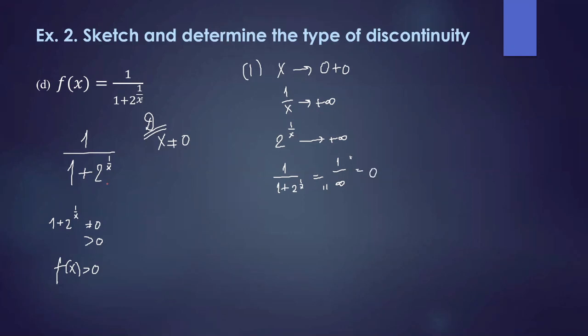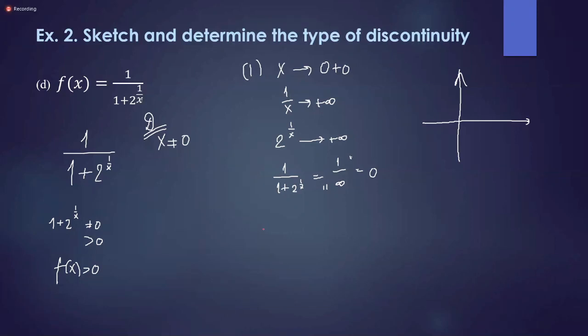See, x tends to 0, 1 over x therefore tends to positive infinity. 2 to the power 1 over x also tends to positive infinity. Now 1 divided by positive infinity tends to positive 0, which means it's something like this. The graph behaves like this. Interestingly, the function tends to 0, but when x is 0, we cannot say that the function is 0 because the function is actually not defined. You cannot divide by 0 really at that point.